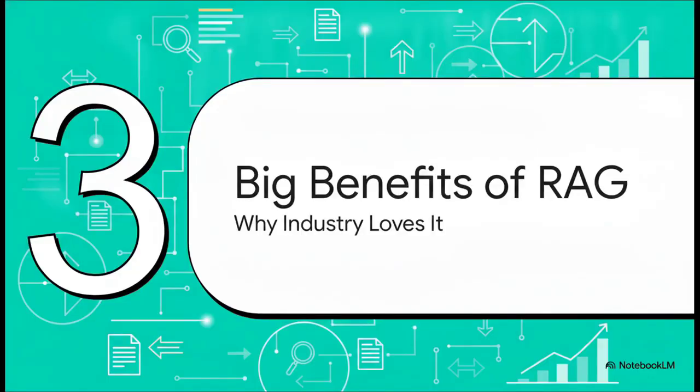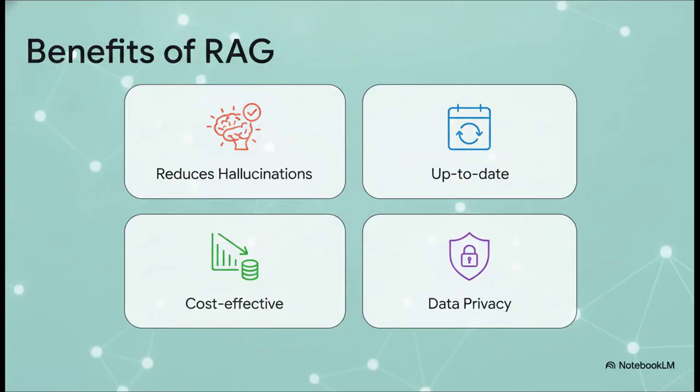Section 3. The big benefits of RAG and why the enterprise world absolutely loves this. Now that we know what it is, why are businesses so obsessed with this technique? Well, there are 4 massive wins here. First off, it drastically reduces AI hallucinations. You know when AI gets overconfident and just kind of makes things up? By forcing it to look at real data, RAG grounds the AI in actual facts. Second, it keeps knowledge completely up to date, entirely bypassing that annoying knowledge cutoff date we talked about earlier.